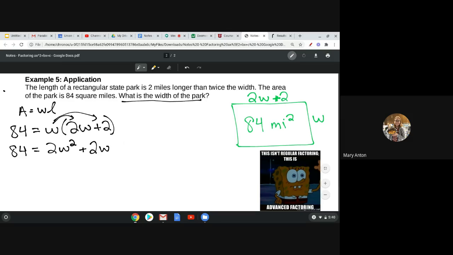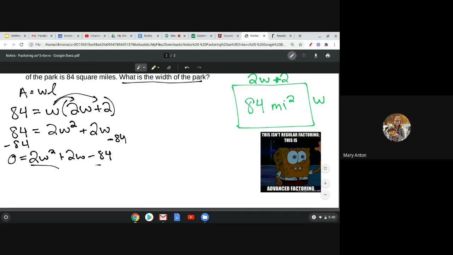Now, I want to set this equal to 0, because then we can factor it and then set each of those binomials equal to 0, so then we can solve for w. So let's subtract 84 from both sides. So we get 0 is equal to 2w squared plus 2w minus 84. Let's factor this.